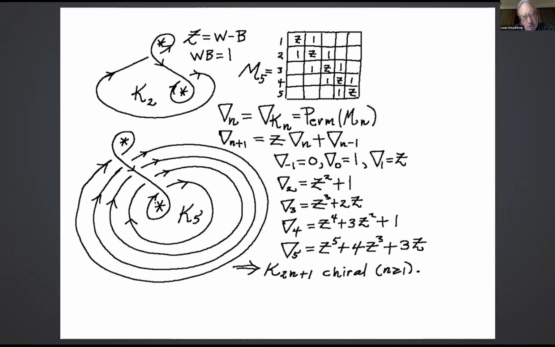In the case of this spiral, the matrix pattern is a diagonal of z's and ones on either side of the diagonal, where the z is w minus b. And you can then see how to compute the polynomials recursively using the skein relation, which still is satisfied under these admissibility conditions. Nice example, and they're all chiral.